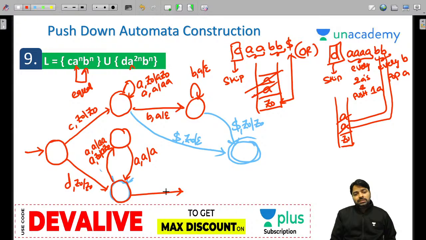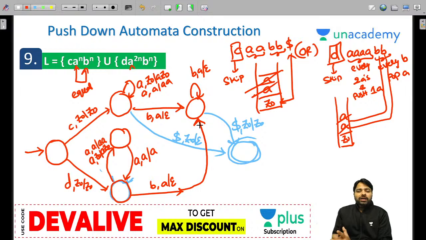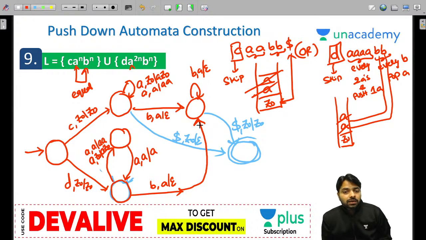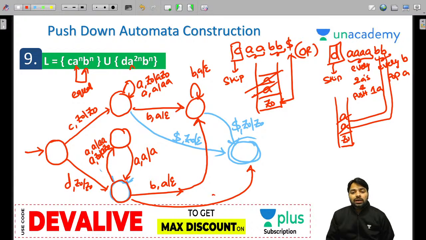Now after this, if B comes, pop 1 A. Then, instead of taking another transition, you can directly go to the existing one, because now our job is the same. Every B pops 1 A, and if dollar comes, then go to final. But here a single D is valid, so what you do is create dollar comma Z naught from here. You can write Z naught or you can write epsilon, it is your choice.